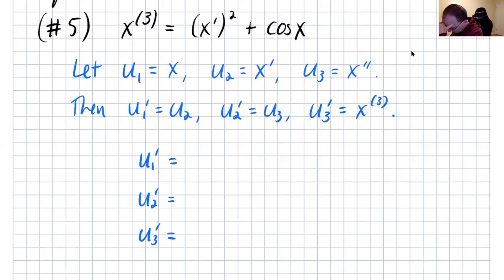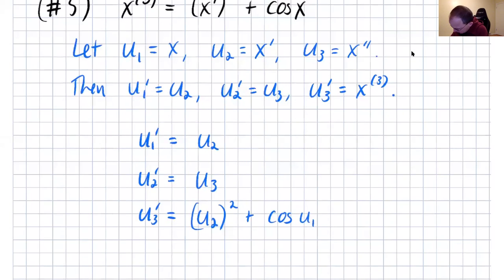And u1 prime, that's u2. u2 prime is u3. And u3 prime, now we look at our differential equation. So u3 prime is equal to x triple prime, and that's equal to this and this. So we have x1 squared, that is u2 squared. And then we have plus cosine x, that's cosine u1. Okay, so there is our system.